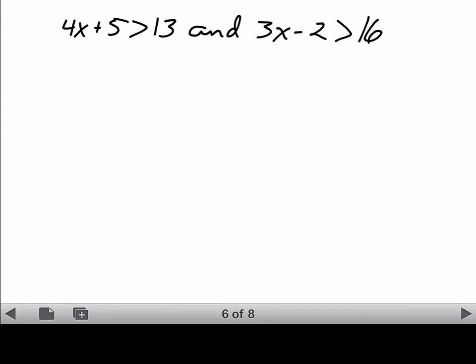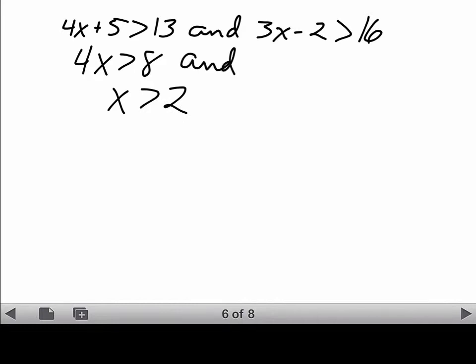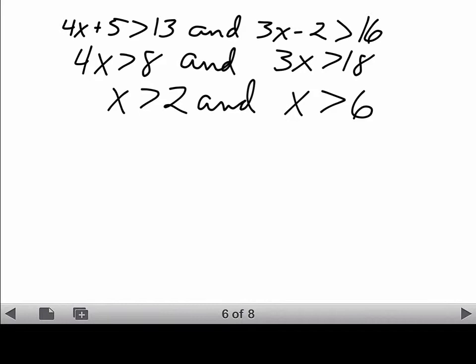Here we have 4x plus 5 is greater than 13, and 3x minus 2 is greater than 16. So solving this inequality means I'm going to subtract 5 from both sides, so 4x is greater than 8, and x is greater than 2. We'll write the word AND because that's what we were looking at. And for the second inequality, when I add 2 to both sides, I have 3x is greater than 18, so x is greater than 6.